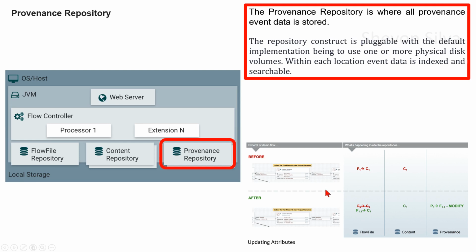One such example here is the UpdateAttribute processor. All the UpdateAttribute processor does is change the incoming FlowFile's attributes.